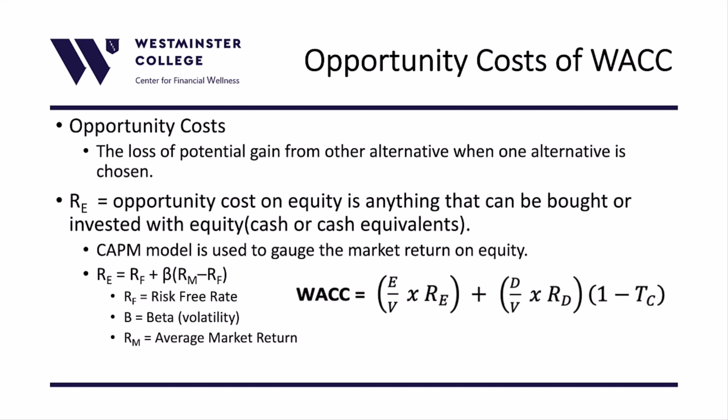This is used to gauge the market return on equity. So this is R subscript E equals the risk-free rate, so treasury bonds, plus beta, which is the volatility of investments like this and others, times R subscript M minus the risk-free rate, where R subscript M is the average return in the market. These can all be found as for common shares only.